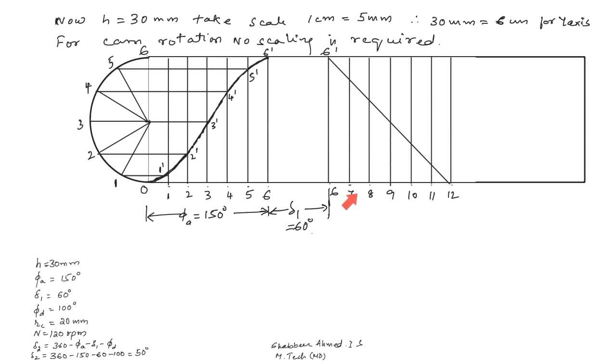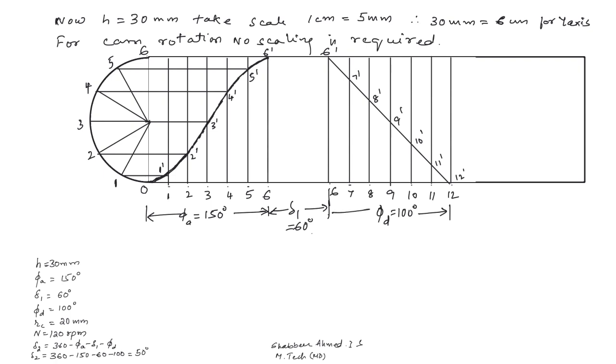Now here we have 7, so mark this point as 7 dash. This is 7 dash, 8 dash, 9 dash, 10 dash, 11 dash, and of course 12 and 12 dash will coincide. 12 and 12 dash are on the same point. So that is the end of the displacement diagram, and this angle is the descent angle. It's 100 degrees. Okay, phi d is equal to 100 degrees.